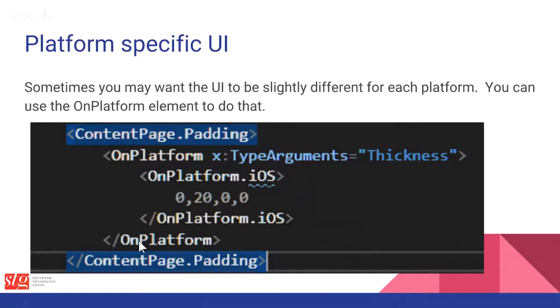So what I had to do here is right underneath your content page, you put in this extra thing. So ContentPage.Padding, OnPlatform, we're going to set the type of the argument to be Thickness. Now, depending on what you're setting, you may be setting a font size, or you may be setting something else. Whatever you're setting, that's going to be the type of the property that you're setting. So in this case, it's a thickness, which is a left, top, right, and bottom string.